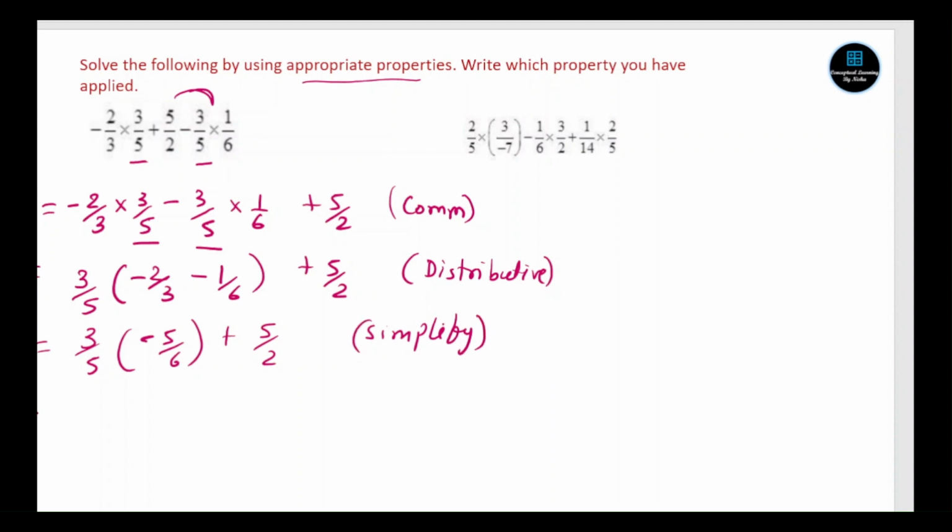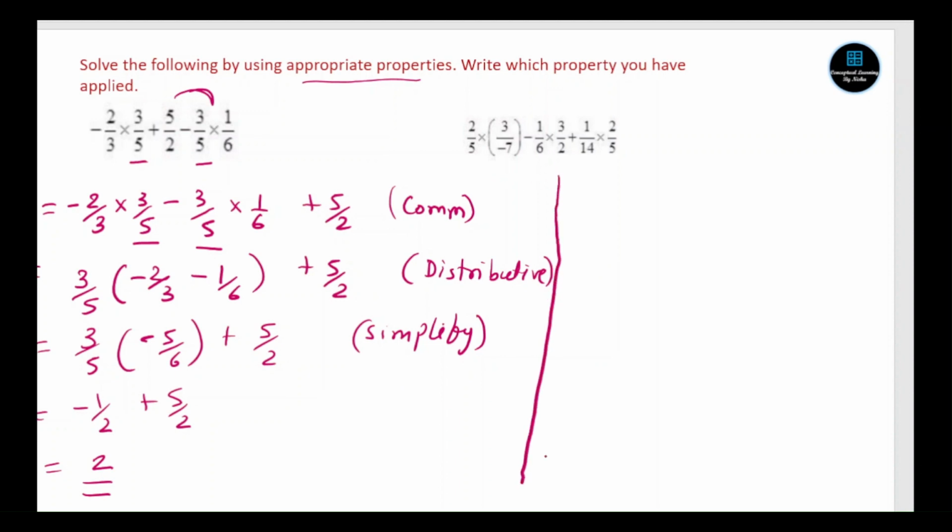And now when I simplify, 5 gets cancelled out, right? 3 ones are, 3 twos are, so I'll get negative 1/2 plus 5/2. And then we can easily simplify this. So 5 minus 1, I'll get 4. 4 upon 2 is just 2, that is my answer. I hope you understood this, correct?